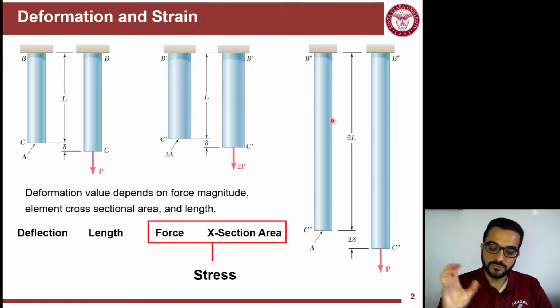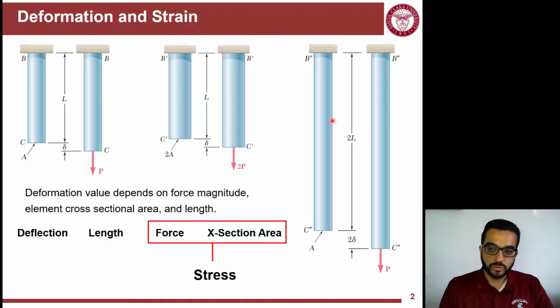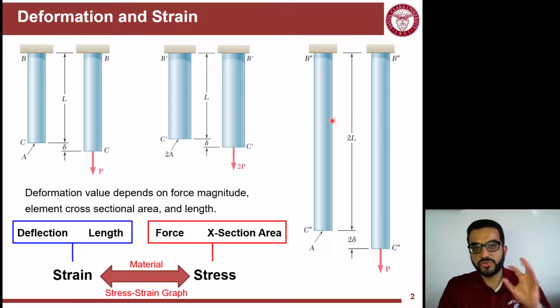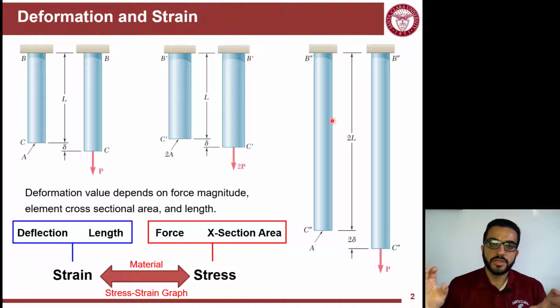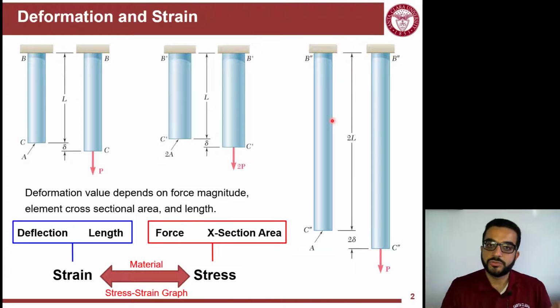Now what relates deflection to length? Because deflection is relative to the cross-sectional area, and most importantly relative to the length. So I can relate deflection to the length of a member by strain, and now I can relate stress and strain. I can normalize the impact of the force on a member in terms of deflection. I'm normalizing the force by dividing by the cross-sectional area to get the stress, and I'm normalizing the deflection by dividing it over the length to get the strain.